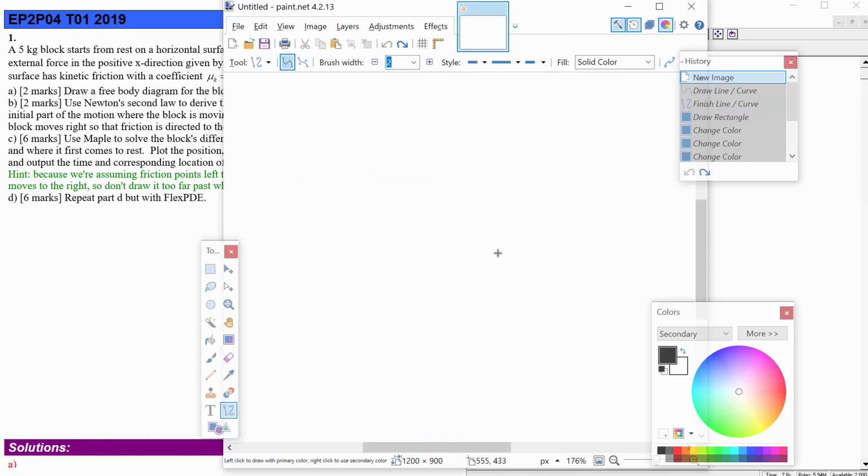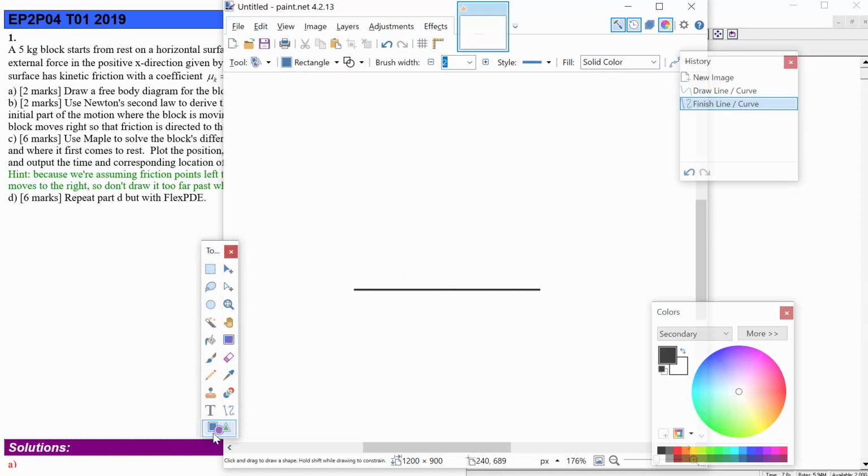Okay, so let's get our paint.net here. I'm going to hit O to select the line tool, and then hold shift and right click across to draw the horizontal surface. Now if I hit O twice, that'll select the shapes tool. We can go for rectangle and then opt to fill the rectangle so that after we right click down here to select a secondary color, it will give us a bit of shading and make the box look good.